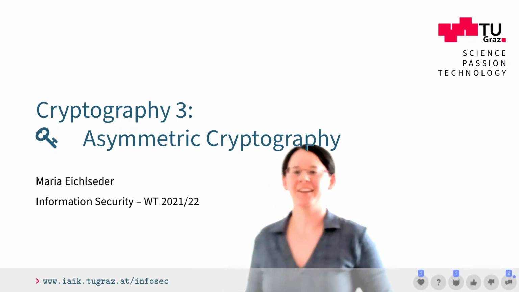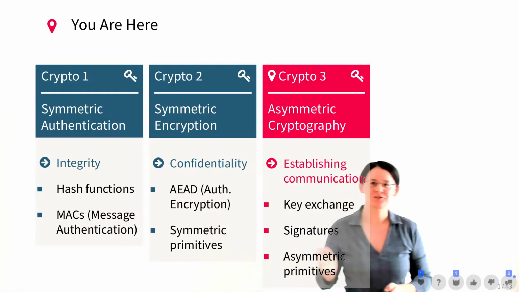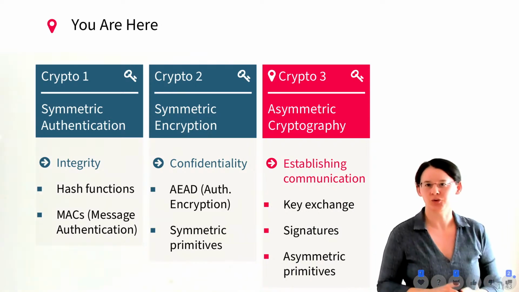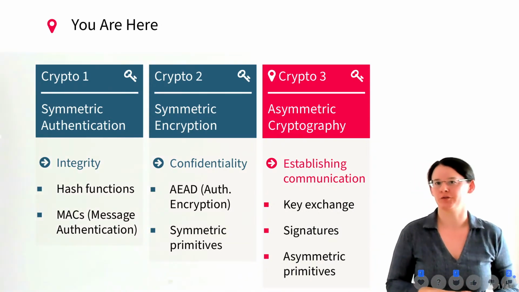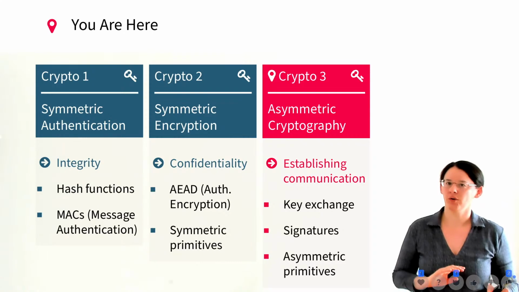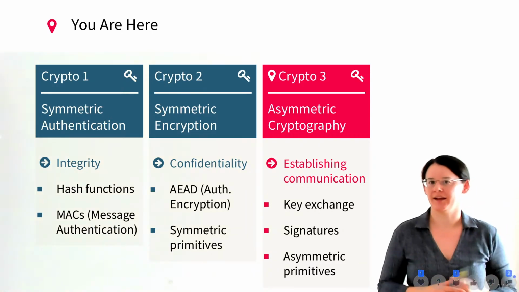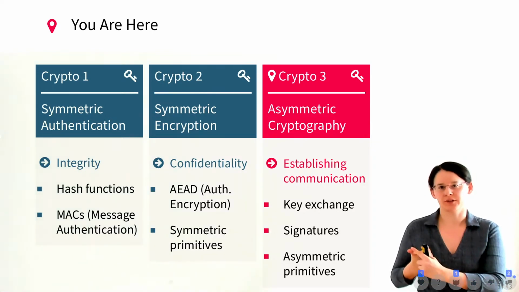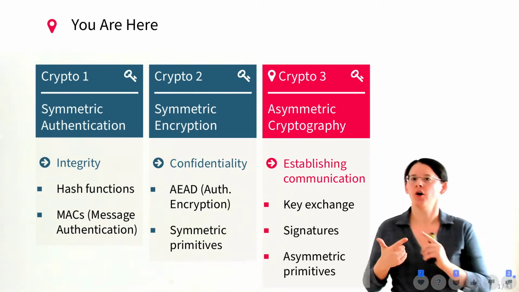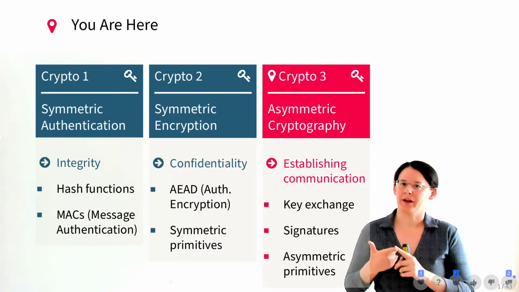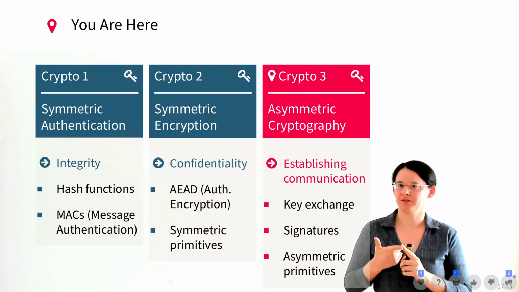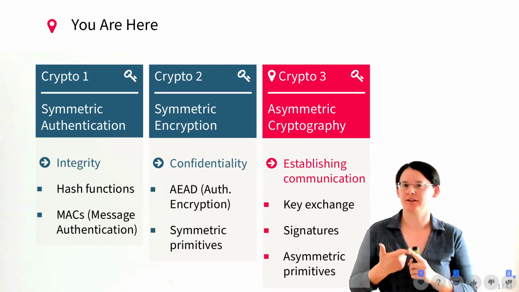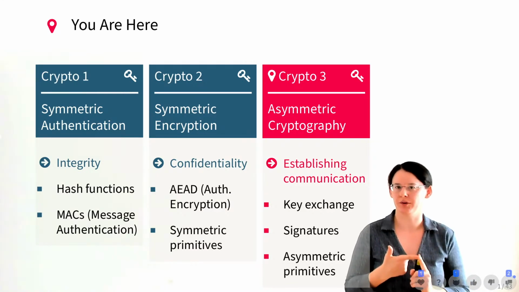Okay, so if you remember last week or the last 2 weeks, we had a look at symmetric cryptography. So we looked at different goals, on the one hand integrity and on the other hand confidentiality, but we achieved all of that either without keys in the case of hash functions or with a symmetric key. So where both communication partners had exactly the same key and could use it to encrypt and to decrypt.